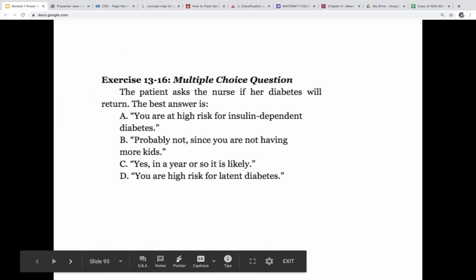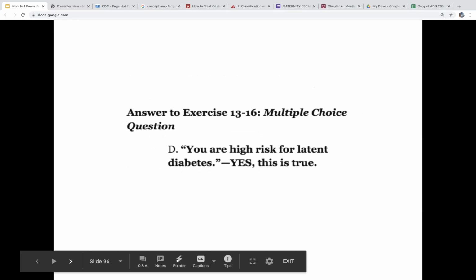The patient asked the nurse if her diabetes will return. The best answer is... go ahead and pause, and I will share the answer with you. And you should have said D, you are high risk for latent diabetes, meaning diabetes later on in life.